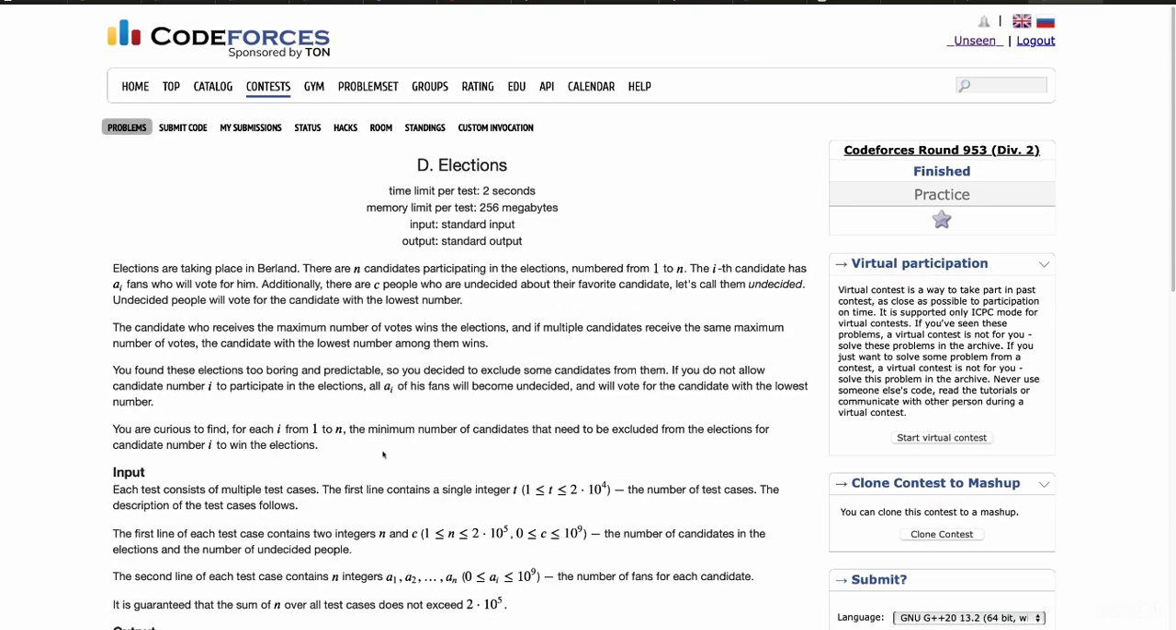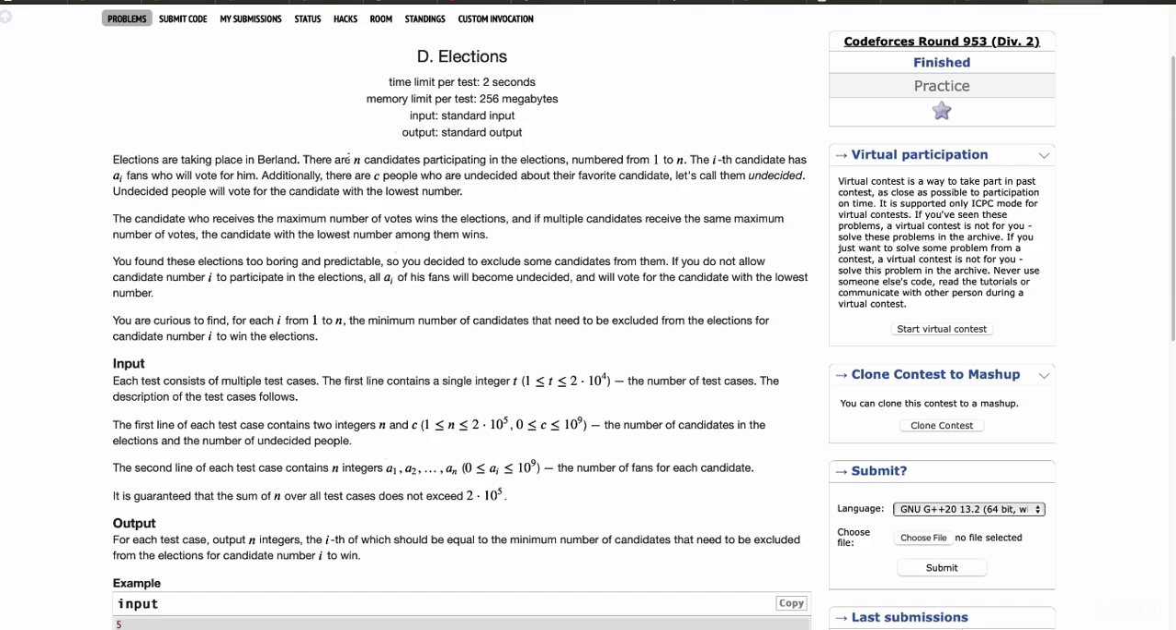Okay, so let's read the problem statement. Elections have taken place. There are n candidates participating, numbered from 1 to n. The ith candidate has a_i fans who will vote for him. Additionally, there are c people who are undecided about their favorite candidate. Let's call them undecided. The undecided people will vote for the candidate with the lowest number. So these c guys will vote for the candidate with the lowest number.